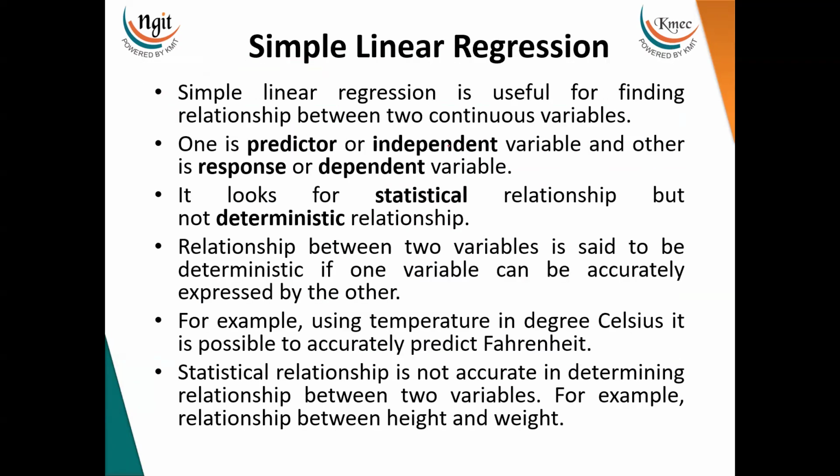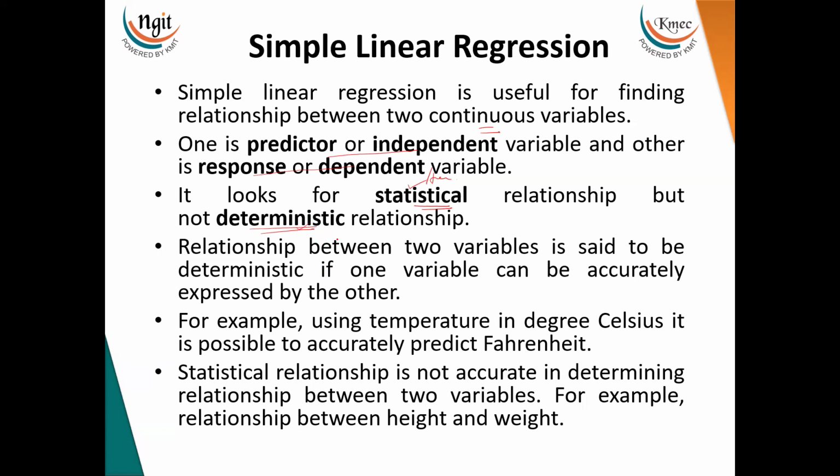Coming to simple linear regression, SLR is useful for finding the relationship between two continuous variables. One is, as we already discussed, the predictor or independent variable, and one is the response or dependent variable, which we can also call the target variable. It looks for a statistical relationship, but not a deterministic relationship. Make a note of this. Simple linear regression gives us a statistical but not deterministic relationship. So what do we mean by statistical or deterministic?